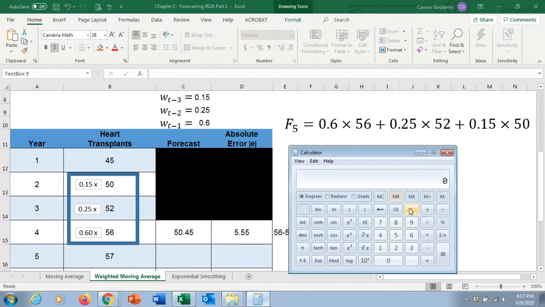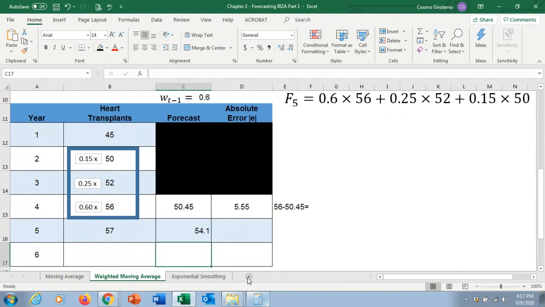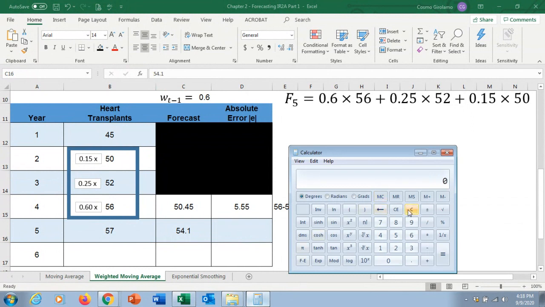Plug it into our calculators. 0.6 times 56 plus 0.25 times 52 plus 0.15 times 50. And we get 54.1. How far off were we in our prediction? So we're going to take what actually happened, 57, subtract by what we forecasted, 54.1. And in this case, we get 2.9, but again, I don't want to make a silly error. 57 minus 54.1, 2.9.